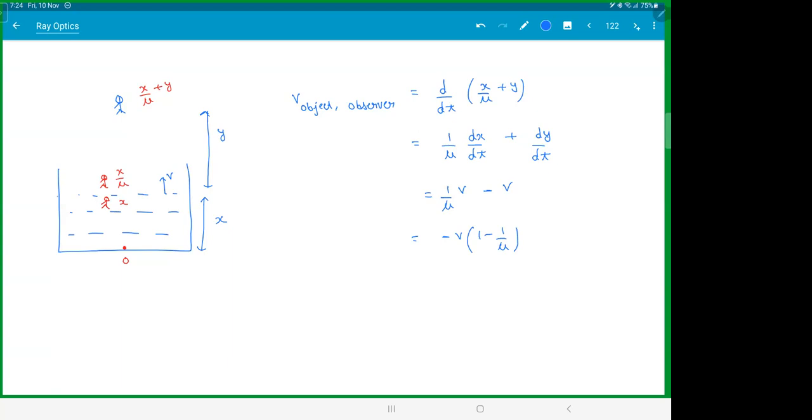Check it out. This is the speed. So here there are two distances changing. X is changing, y is also changing. So most people forget this y part. What they do, they take apparent distance x by mu and they differentiate and they say v by mu is the answer. That's a mistake, so be careful.